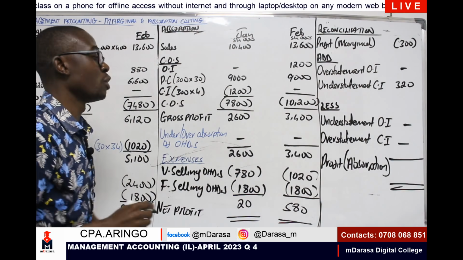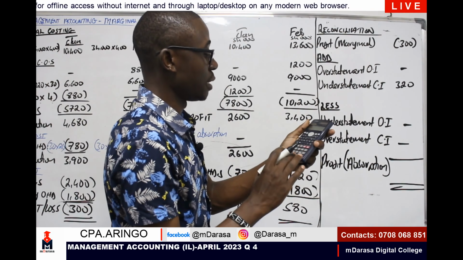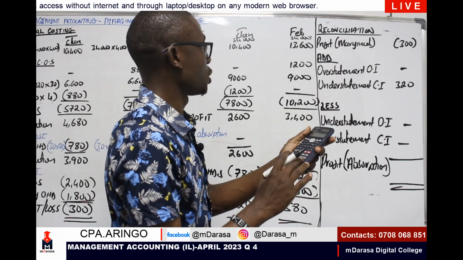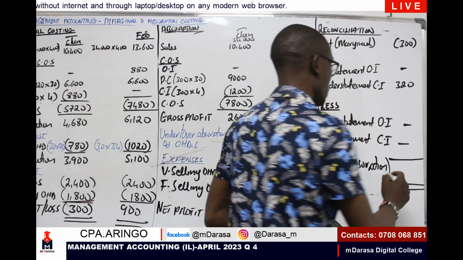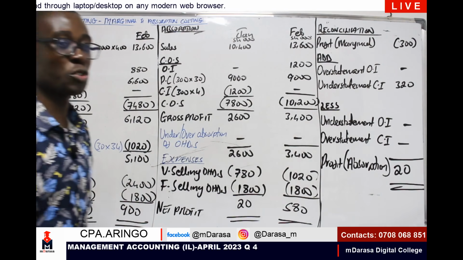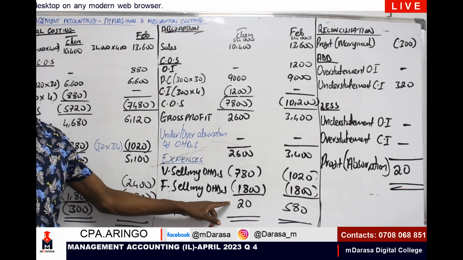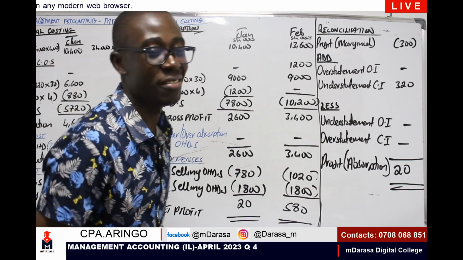So what will be our profit as per absorption? That will be negative 300 plus 320, which is 20. Is this the same figure that you're having under absorption? You can confirm, it is exactly the same figure that we are having there.